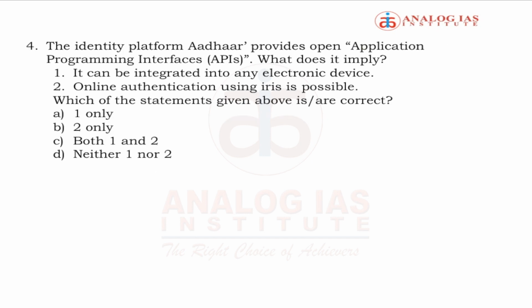And then the question number 4 reads as, the identity platform Aadhaar provides open application programming interface APIs. What does it imply? Please remember, it's an open source. It can be integrated into any electronic device. Absolutely appropriate. It is an open source program. It's interface, application programming interface. It can be integrated into any electronic device. Absolutely appropriate. And online authentication using iris is possible.